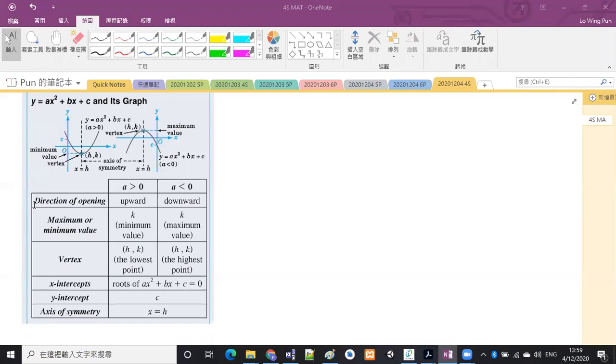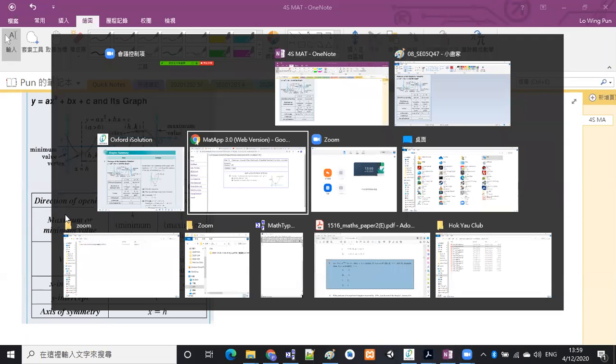So these three features will be from the general form, that is the ABC form. But there are two more features, which is about the vertex and axis of symmetry, or maximum minimum value. That is from the AHK form. So you need to do the method of completing square to change the equation from ABC form to the AHK form.